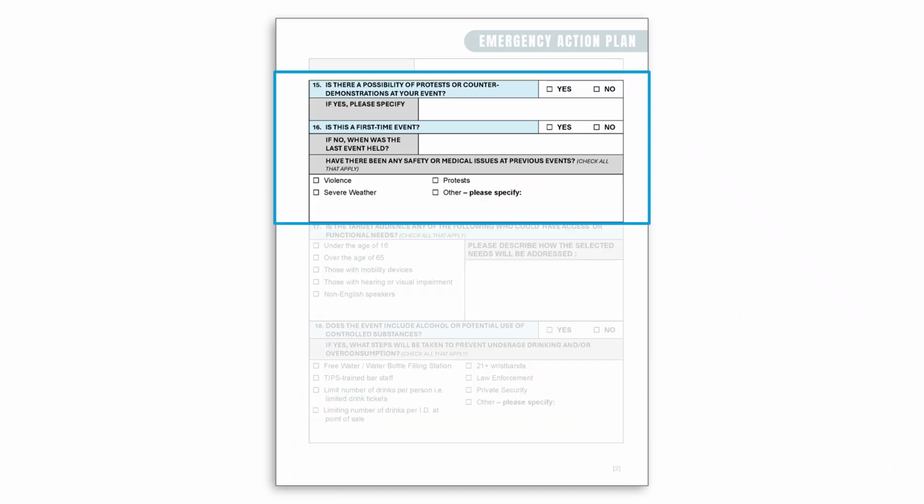Question 15. Are there anticipated protests or counter-demonstrations? This enables proactive engagement with law enforcement and protects First Amendment zones while keeping the event secure. Question 16. Is this a first-time event? First-time events don't have past lessons learned and often need more conservative safety planning.